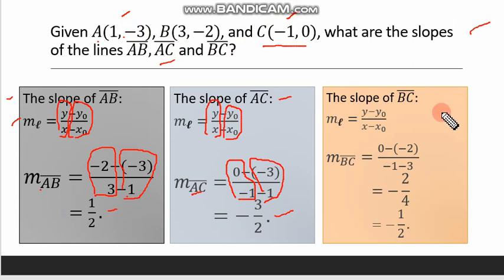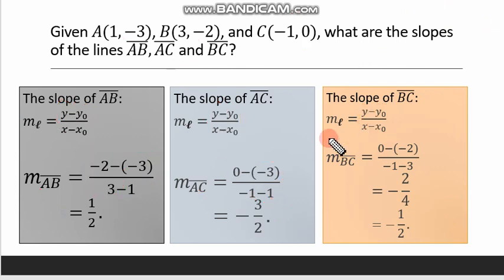Okay, for the slope of line BC, for the x and y is the point C, and the x sub 0 and the y sub 0 is point B. So 0 minus negative 2 over negative 1 minus 3, that's negative 2/4, or negative 1/2. So that's the slope of a line.